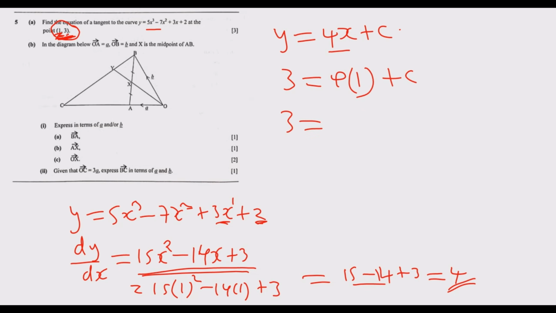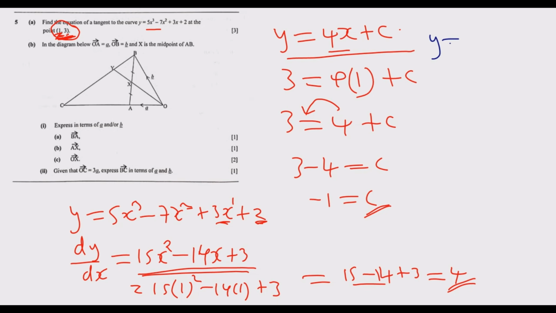So 3 is equal to 4 times 1, which is 4, plus c. We collect the like terms, so 4 comes to this side. The moment it crosses the equal sign, it becomes negative. So 3 minus 4 is equal to c. 3 minus 4 is negative 1, so c is equal to negative 1. Hence, this equation can now be completed. We write it in the final version as y is equal to 4x minus 1 as the answer, for us to get these 3 marks. So that's how you answer part A.